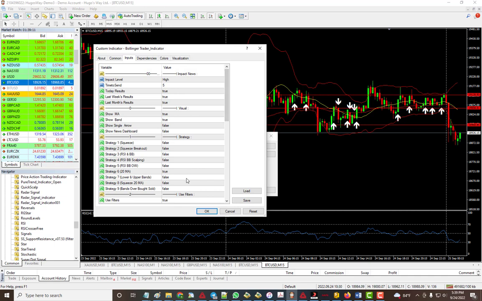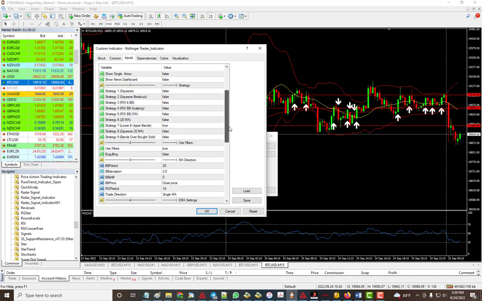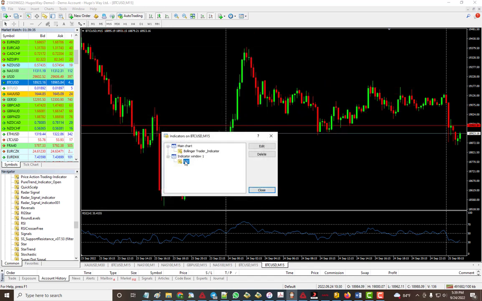So the next one is strategy 7, which basically uses the lower band. Let me go ahead and turn these off, and also the direction filter false and MA none. So I'm only using this strategy 7 here, and I can remove the RSI also from the chart.